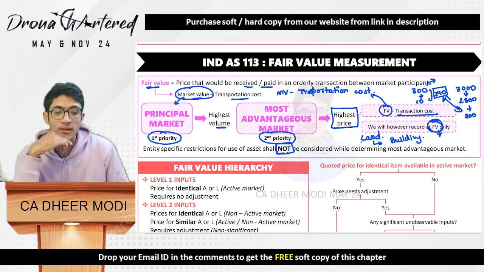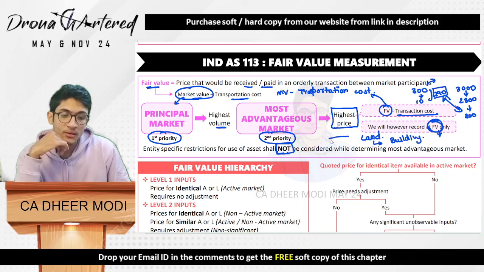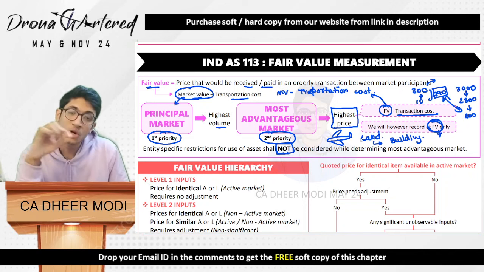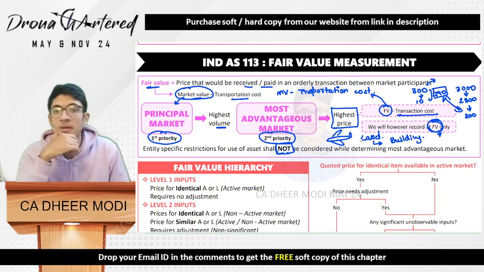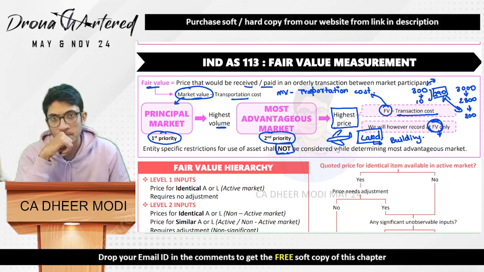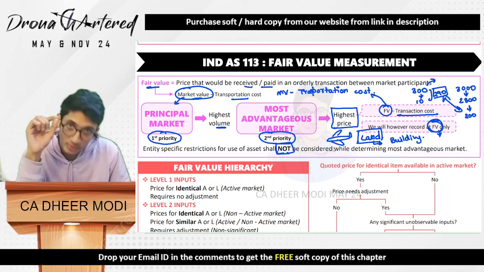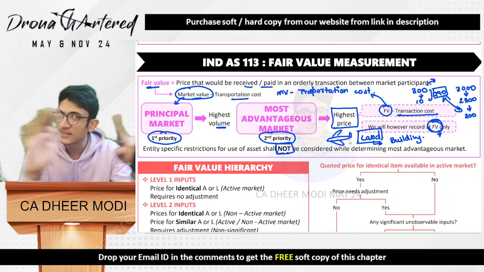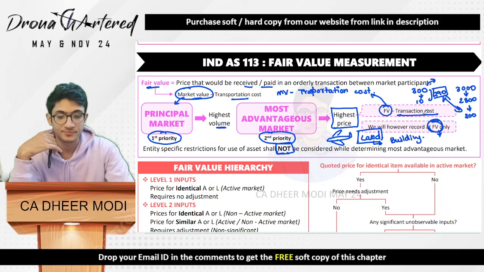But if, say for example, there is an airport near this land, now this restriction of not being able to make a building on this land is not just specific to my entity, it is specific to everyone. So the value of this land will decrease for everybody, not just for me. So this restriction we will be considering. But if there is any entity specific restriction, that will not be considered.